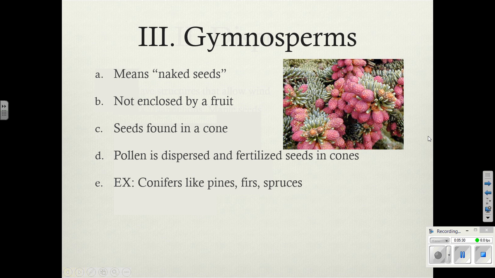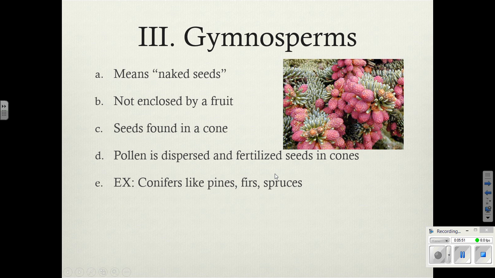So gymnosperms literally means naked seed, so there's no fruit helping this one. Instead, their seeds are actually in a cone. You can see in the picture here, these are cones developing. What happens is the pollen gets dispersed by the wind, fertilizes the egg, which is inside this cone, and basically that's where it'll grow.